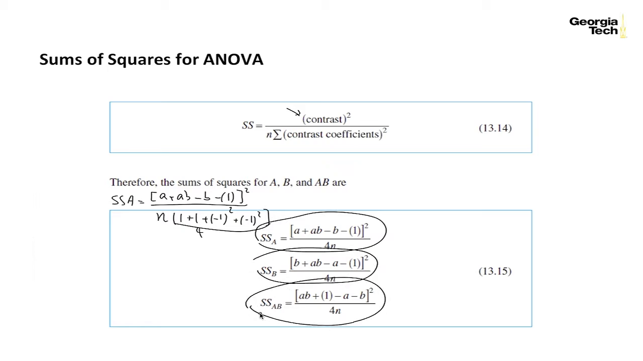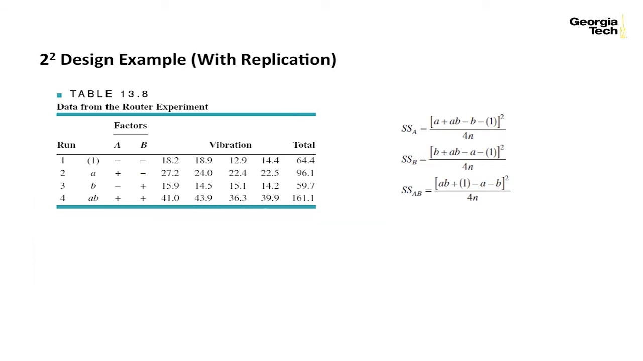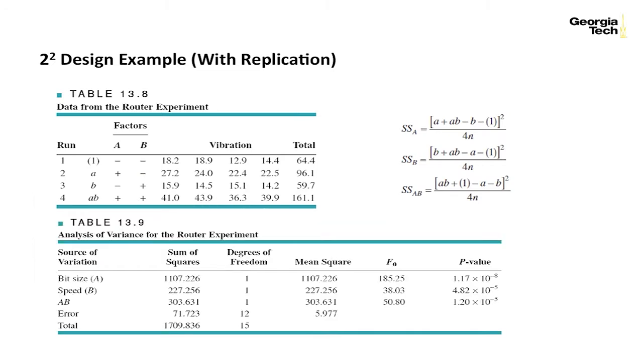We can easily calculate each component, and then we can finally construct an ANOVA table, because we know that in an ANOVA table we need to have SS of A, SS of B, which is the speed of router machine, and SS of AB, which is for the interaction, and we have sum of squares error, and sum of squares total. So now the question is how we can calculate sum of squares error and sum of squares total.